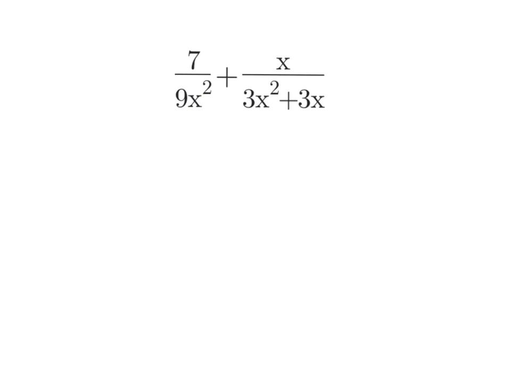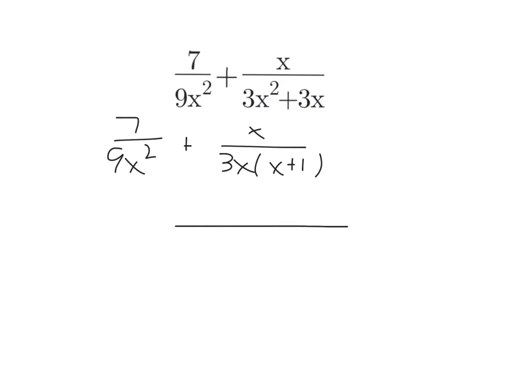Okay, let's try one here, a full addition problem. First thing I can do is find an LCD, so I'm going to factor my denominators if I can. I can't do anything with that one, but this one I can take out a 3x, and that leaves me with an x plus 1. Now watch what I do here. I'm going to make one big fraction, and I'm going to put my LCD down there.